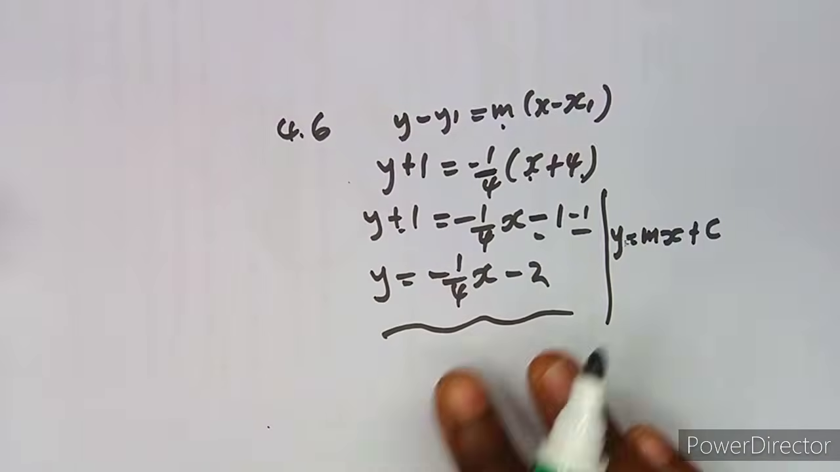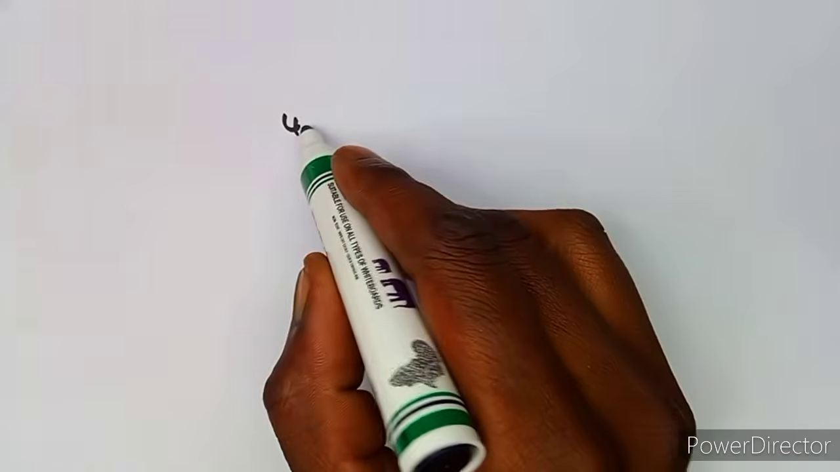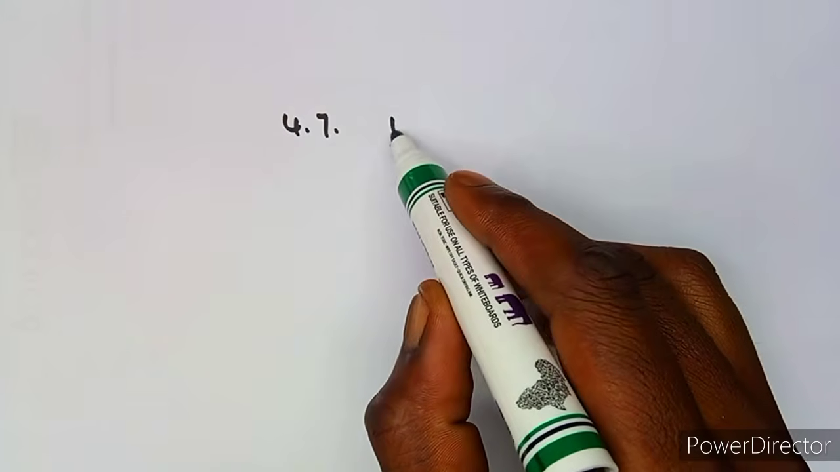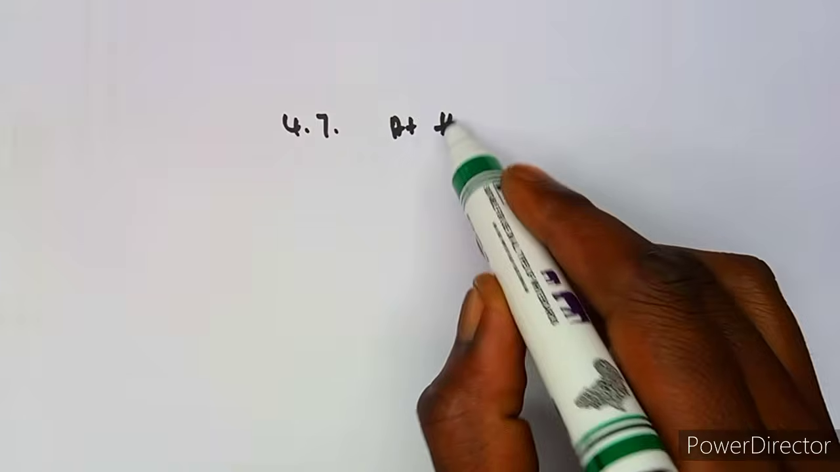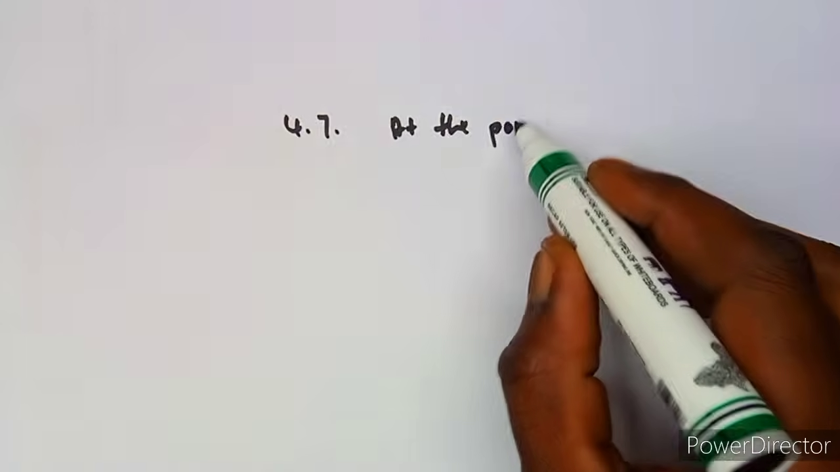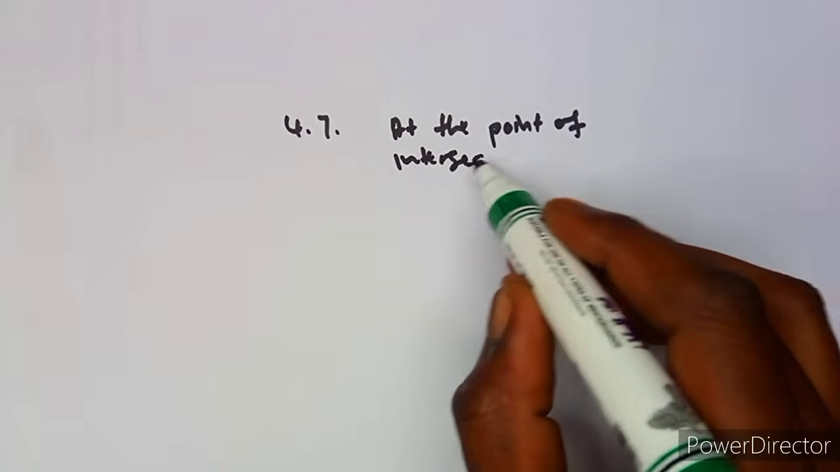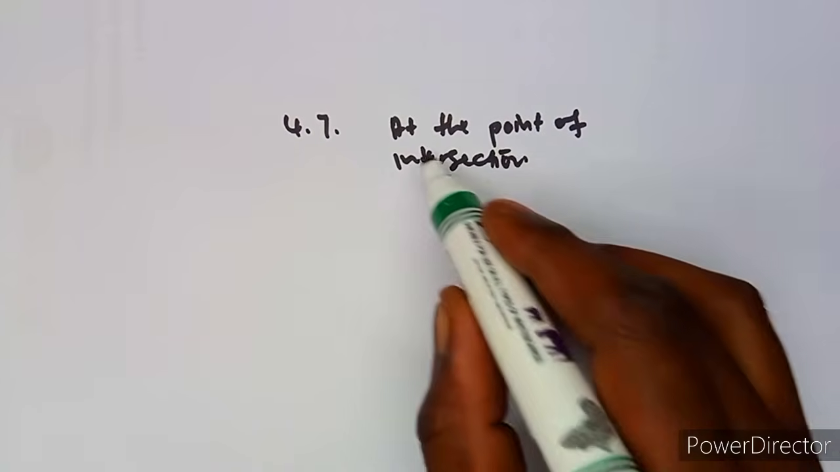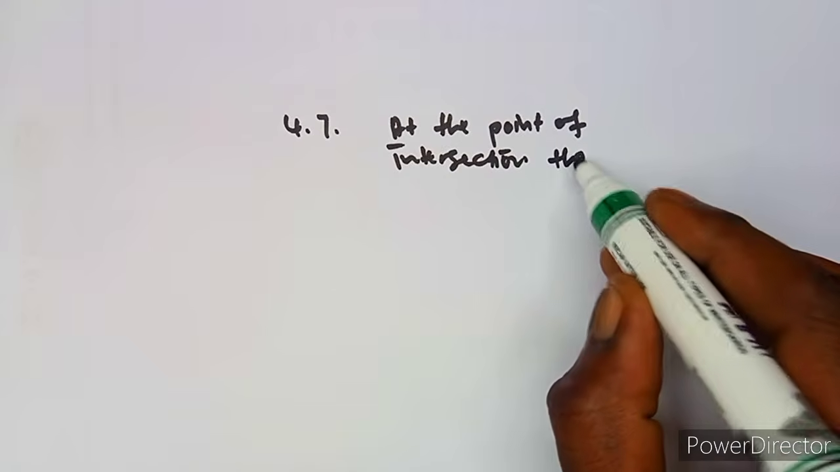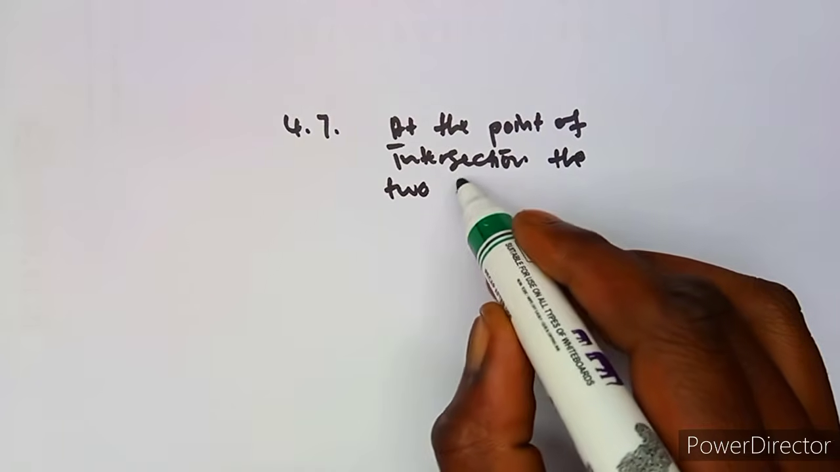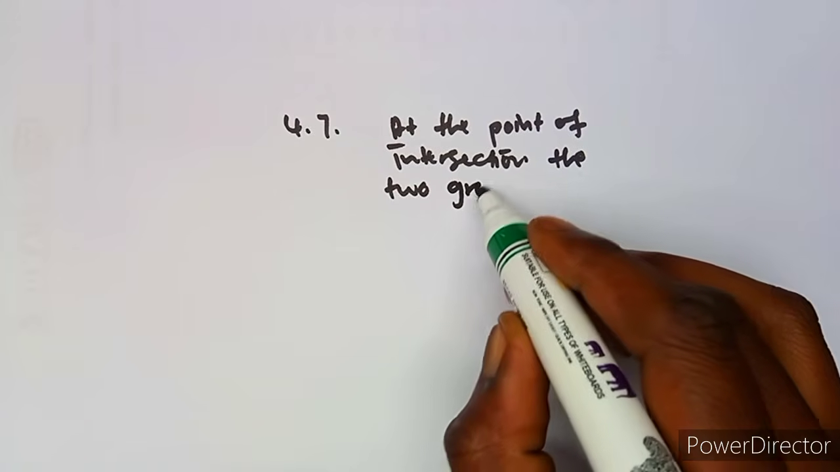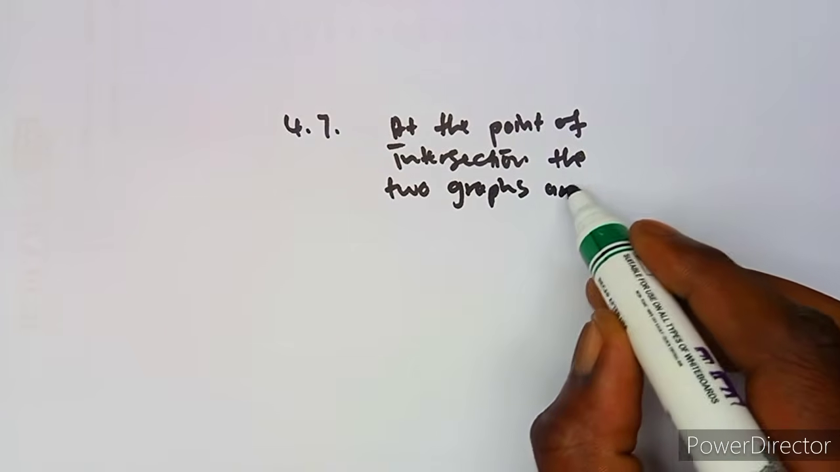So remember what we have at the point of intersection. At the point of intersection, the two equations are equal. This is what you need to know. At the point of intersection, the two equations are equal, or the two graphs are equal in actual sense.